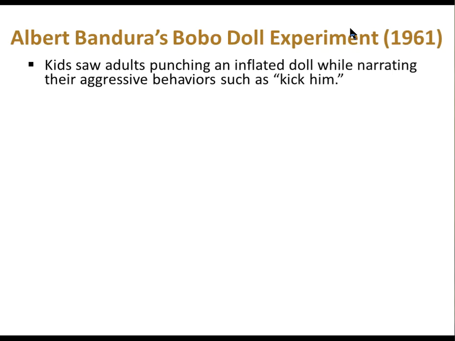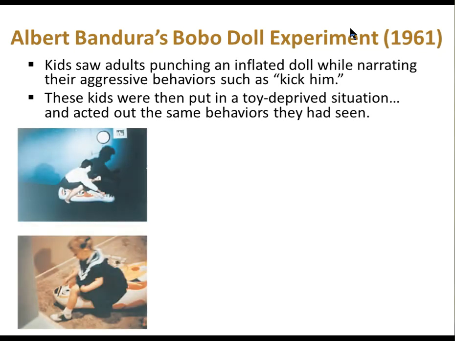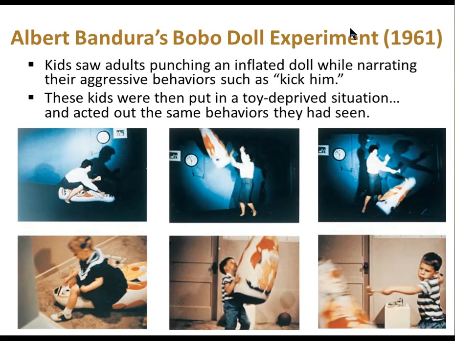Albert Bandura's Bobo doll experiment, done in 1961. We discussed this previously. But kids saw adults punching an inflated doll while narrating their aggressive behaviors such as "kick him." These kids were then put in a toy-deprived situation and acted out the same behaviors they had seen. So, in essence, this indicates that they learned the behavior through observational learning by looking at the adults model these types of behaviors.